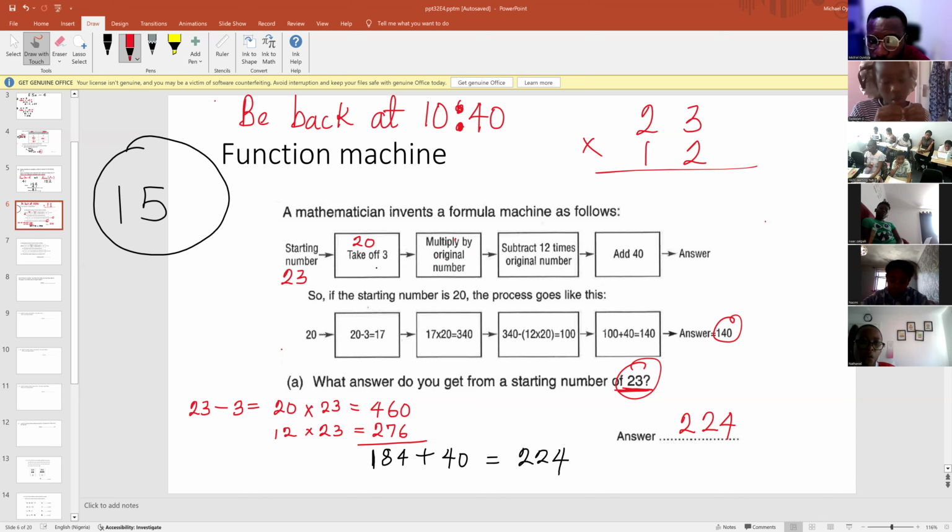Do we need to do 20 times 23? Yes, the answer from this box is what we multiply by the original number. So that is 20 times 23. So the answer here is 460.